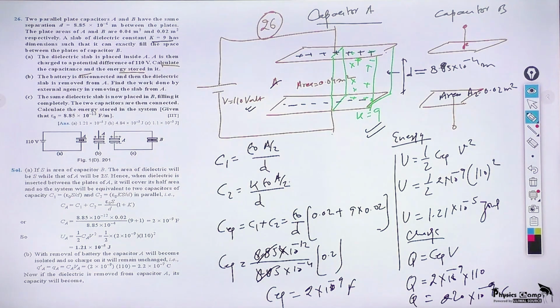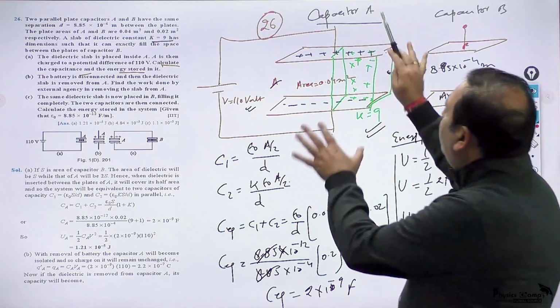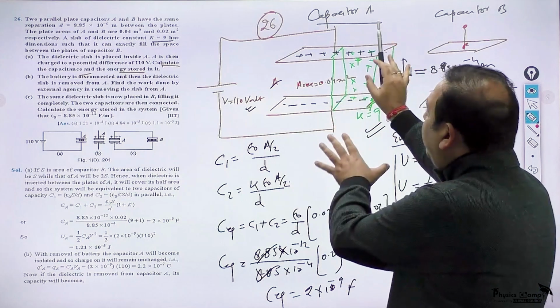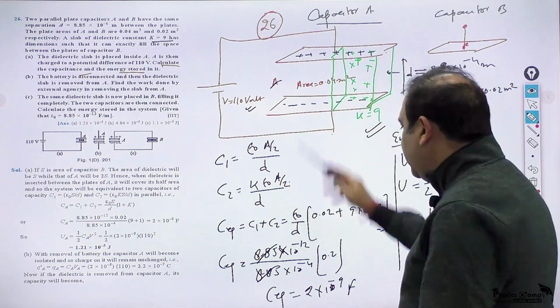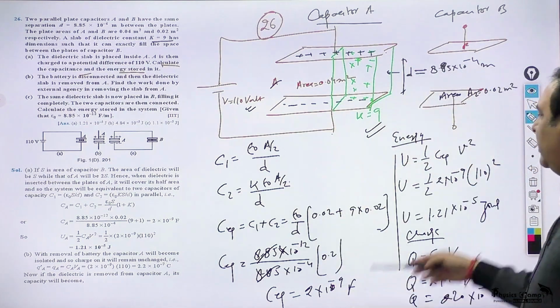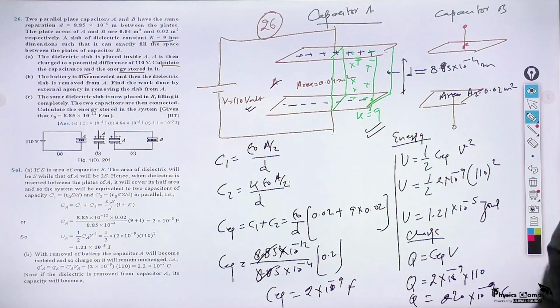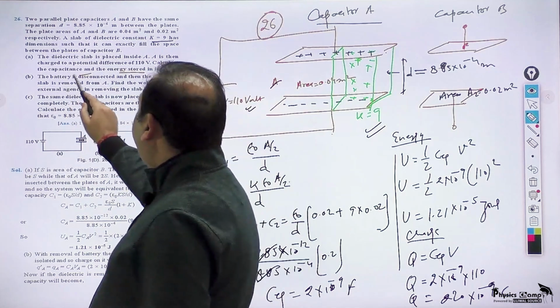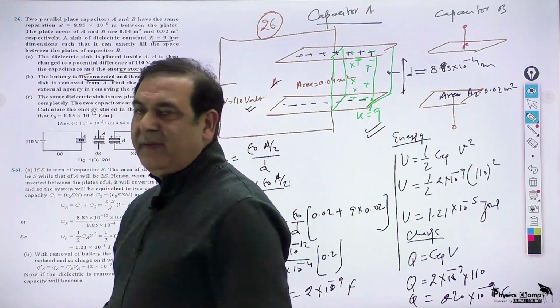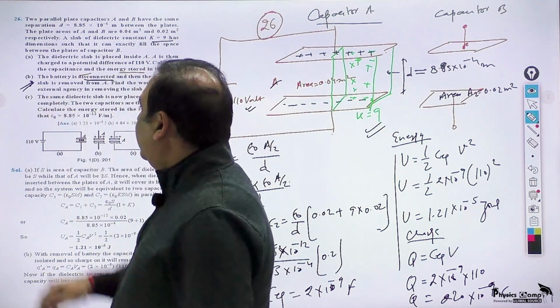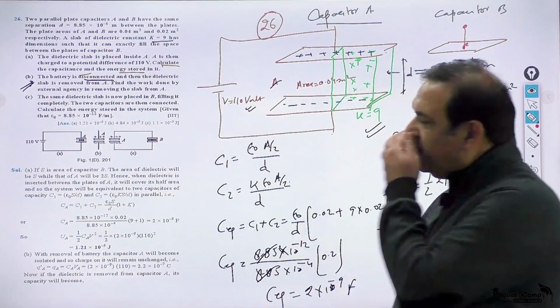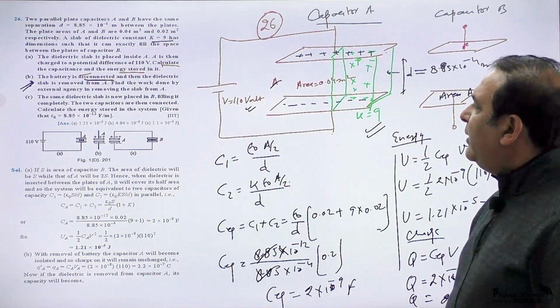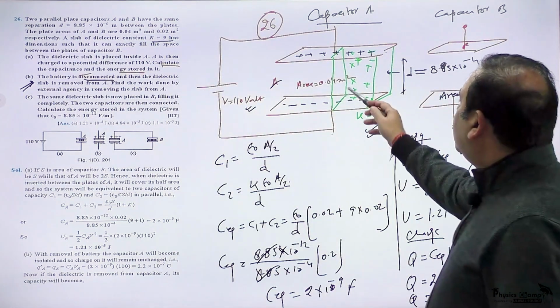So we have obtained for capacitor A, which was half filled with this dielectric of constant 9, all these: C equivalent, energy equivalent as well as the charge. So part A is done. Now looking at part B, the battery is disconnected and then the dielectric slab is also removed from A.